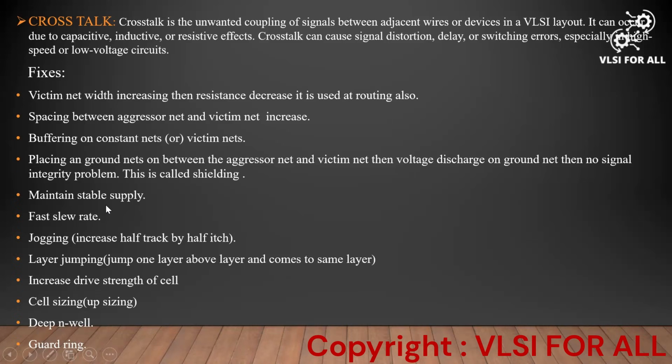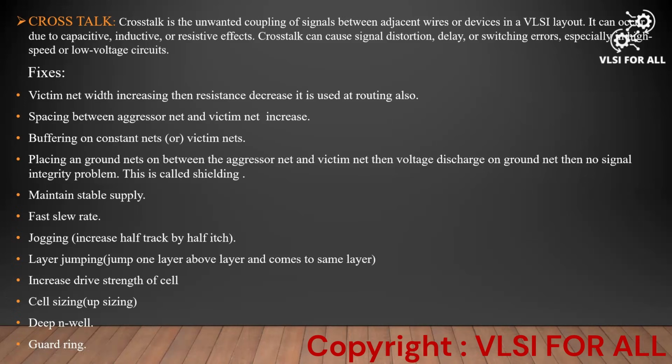We have to make sure to maintain a stable supply in order to avoid the crosstalk effect. And fast slew rate: the transition from 0 to 1 should be very fast, so the switching activity will also be very good. Jogging, increasing the track by half. If we still see the crosstalk issue, we can do jogging, which means switching the metal layer to another metal layer. And layer jumping means we can switch to a higher metal layer.